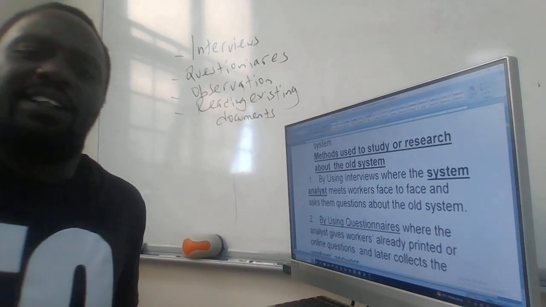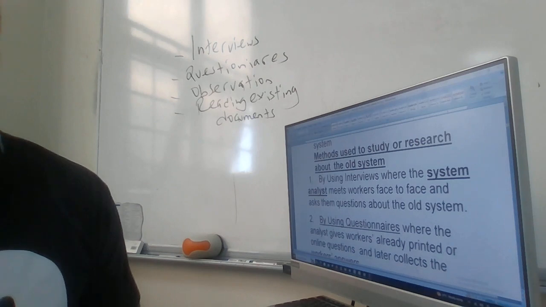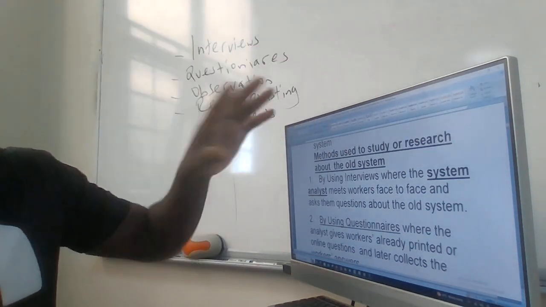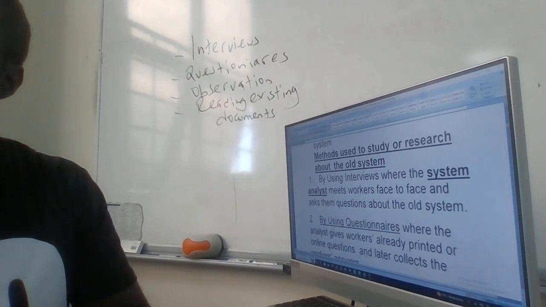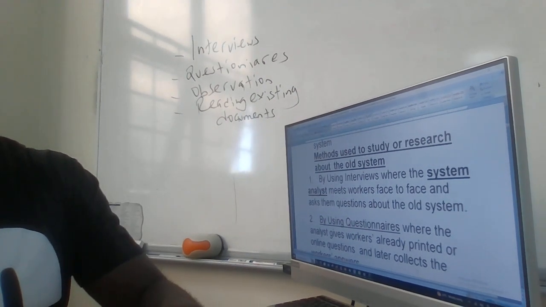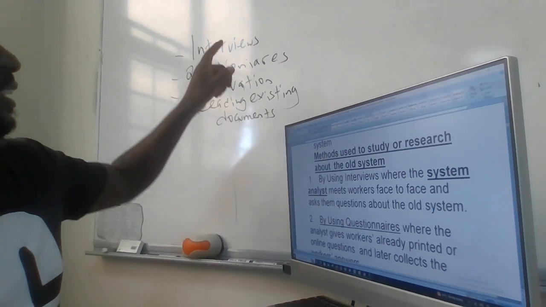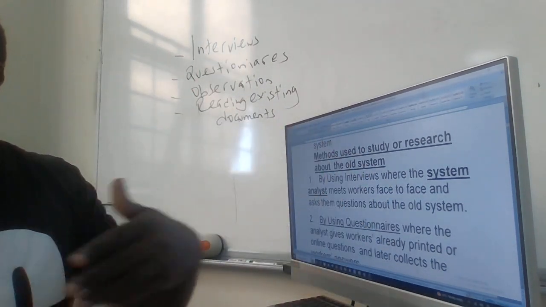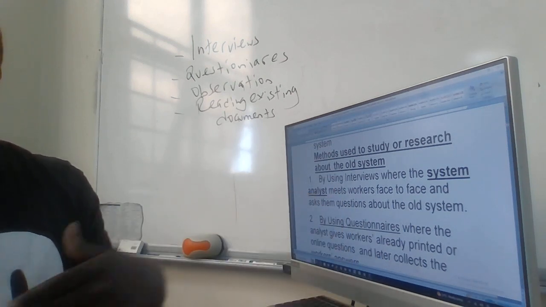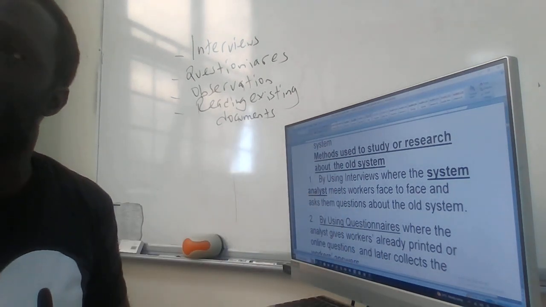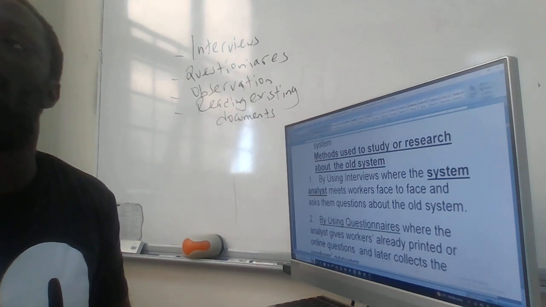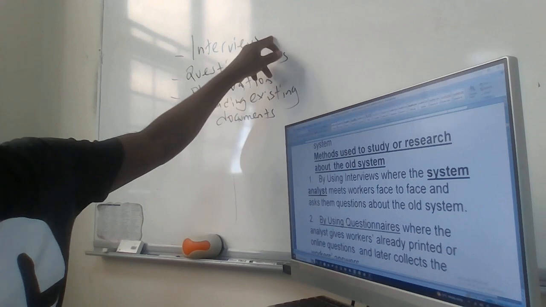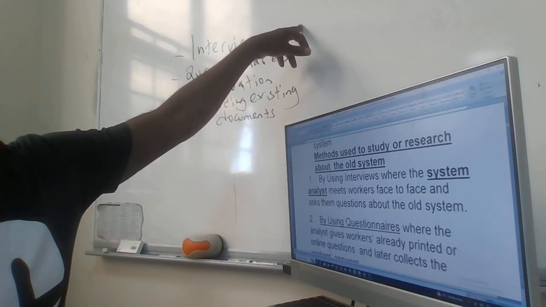Now, these are the methods you use to search about the old system. What do we mean? If you want to find out how the old system used to work, then you're going to use these methods to get that information. And how do they work? Interviews involve meeting people who use the old system, and then you ask them questions. You meet them physically and ask them questions. Those are called interviews. Meeting people and asking them questions.